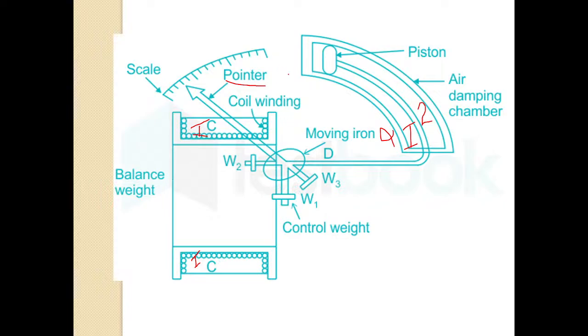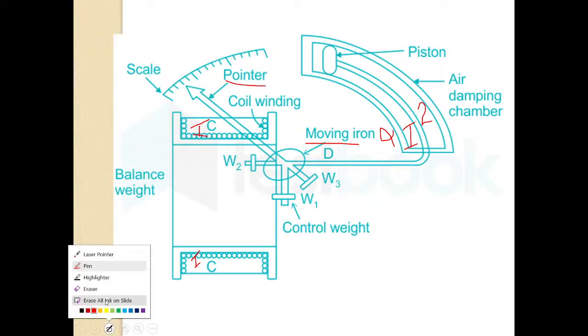Since the force or torque used, that is the movement of the iron, is proportional to the square of the current, this type of instrument can be used to measure both AC voltage or current and DC voltage or current. So this is the operation of moving iron instruments.